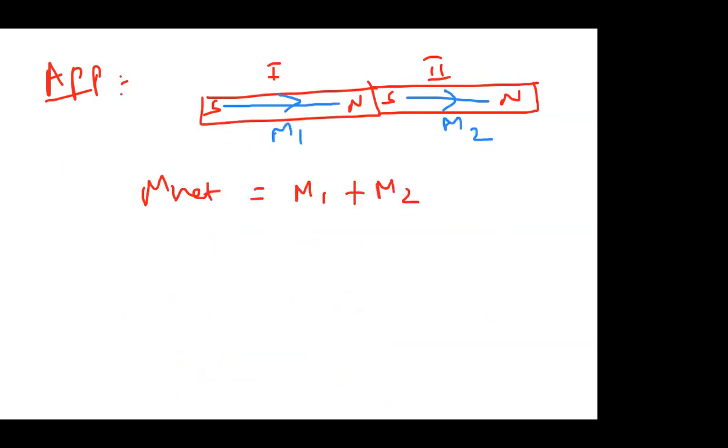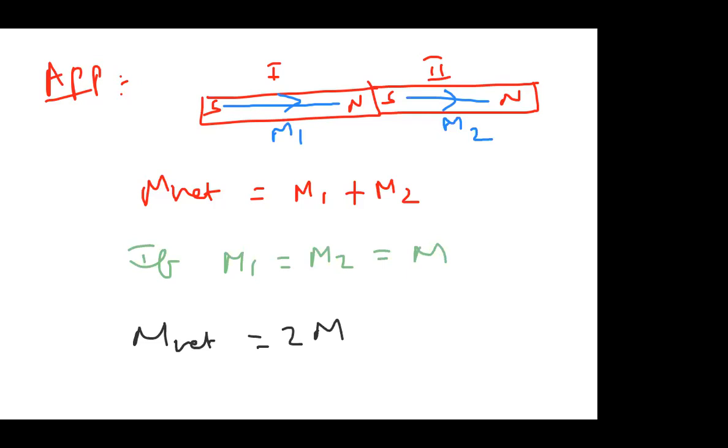Suppose M1 and M2 are equal to M. Then what can we write? M net is equal to 2M. So if the arrangement is like that also, we get the net magnetic moment in this way. I hope you are clear. Very simple application. We observed the magnetic moment direction, and since both are in the same direction, we add and got this information. So we are comfortable till here.